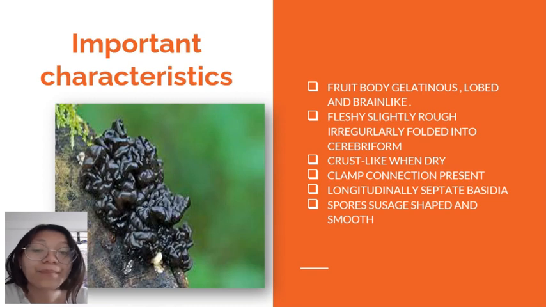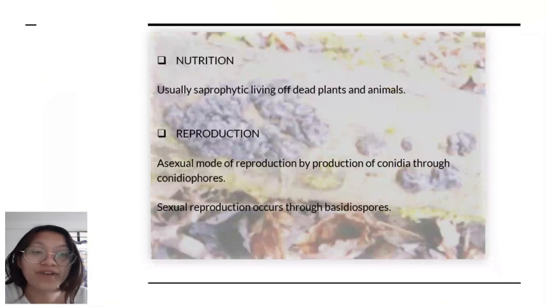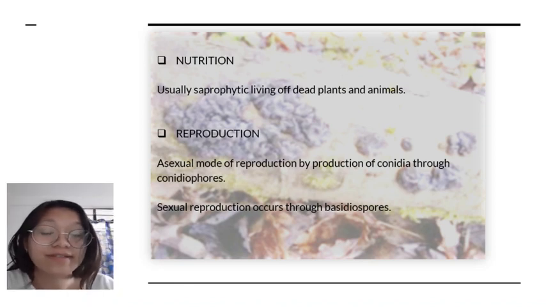They become crust-like when dried, and they also have clamp connection. The basidia is longitudinally septate, spores are sausage in shape, and they are smooth. They are mostly saprophytic and reproduce either sexually or asexually. Asexually by the production of conidia, and sexually through basidiospores.